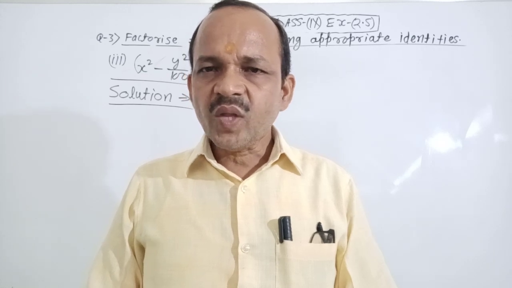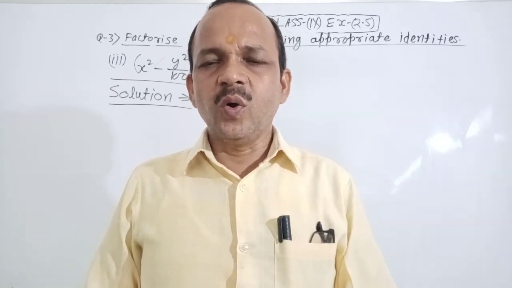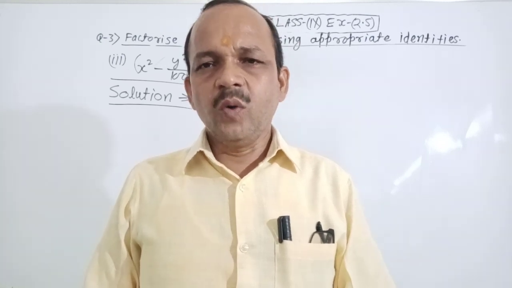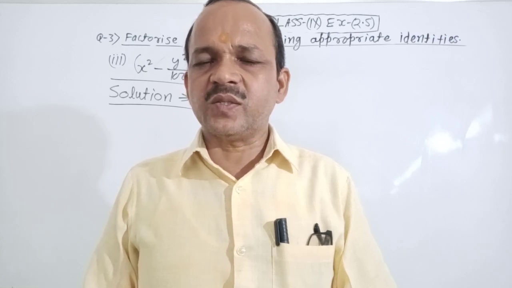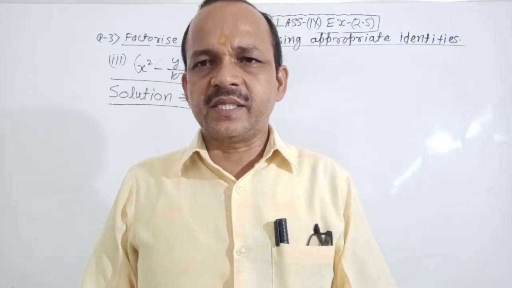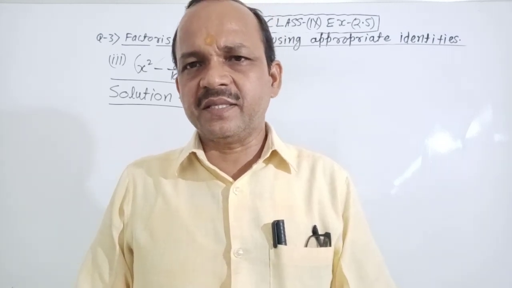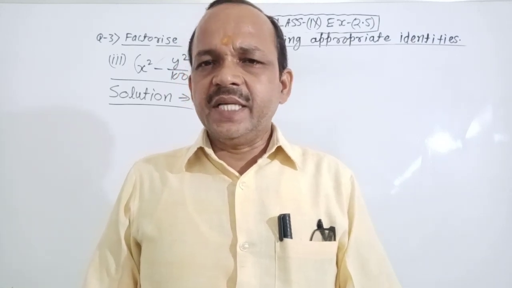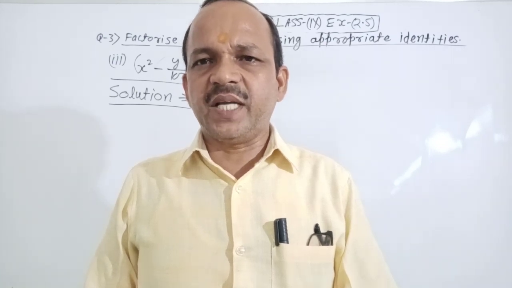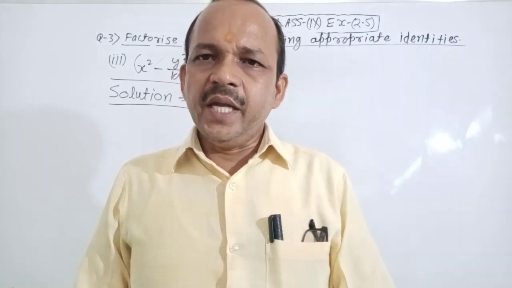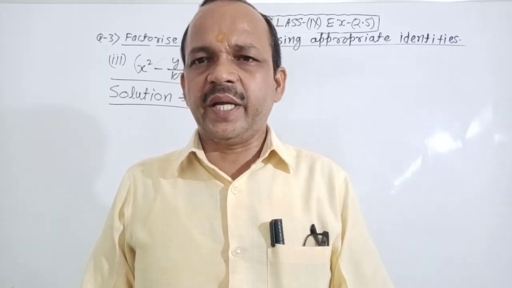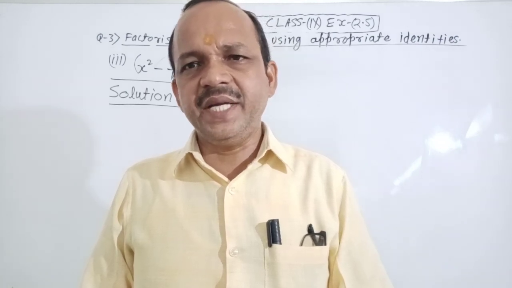First identity: (a plus b) whole square equals a square plus b square plus 2ab. (a minus b) whole square equals a square plus b square minus 2ab. a square minus b square equals (a minus b)(a plus b). a cube minus b cube equals (a minus b)(a square plus b square plus ab). a cube plus b cube equals (a plus b)(a square plus b square minus ab).